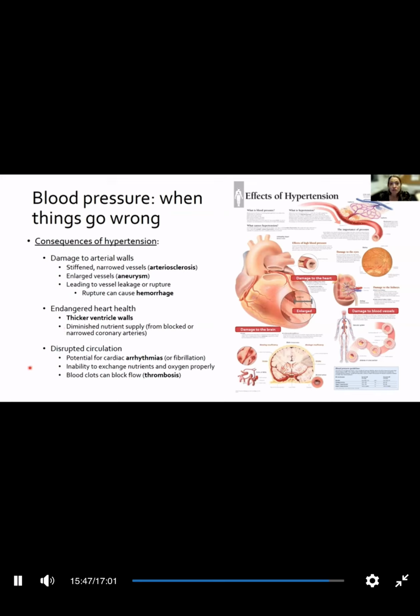And then you can also have disrupted circulation. So this is mostly because of all the vessel damage, but you can also have the specific disruption in circulation based on the potential for a cardiac arrhythmia or fibrillation, which happens with damage to the heart. Or you could have an inability to exchange nutrients and oxygen or other gases properly, and you can also have blood clots that block blood flow that form because of those plaques, and this is known as thrombosis.